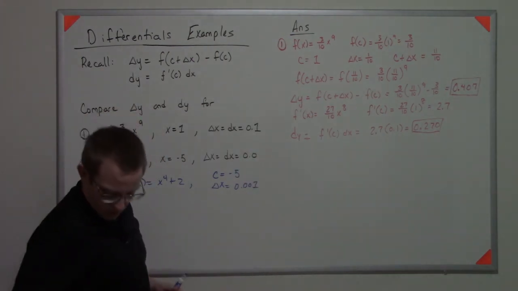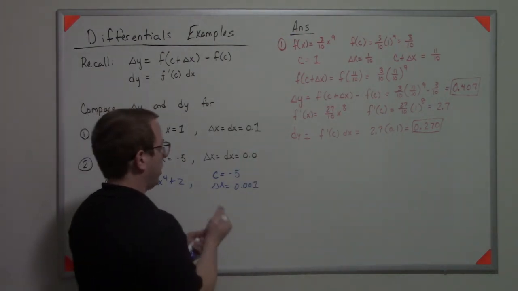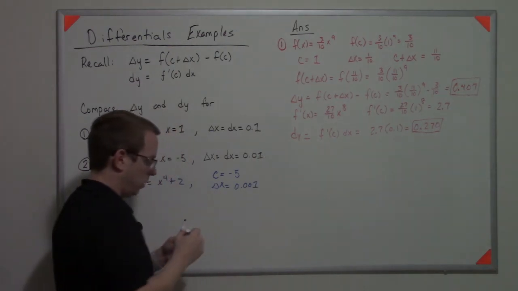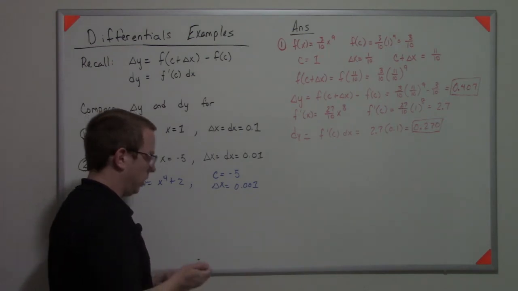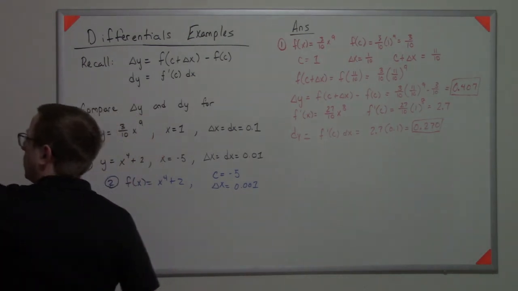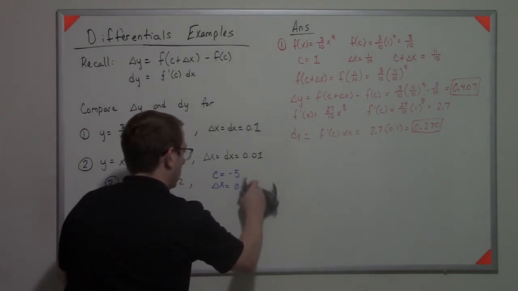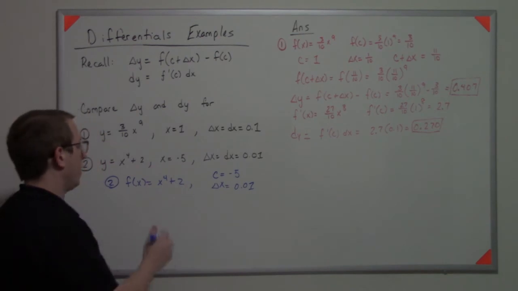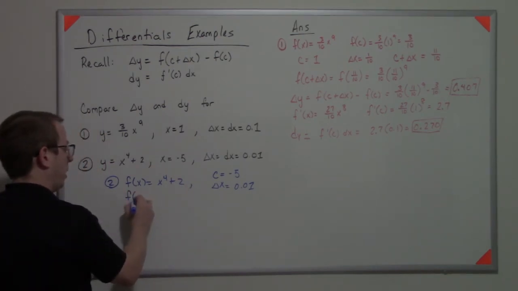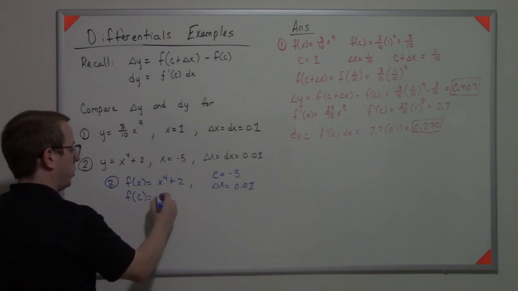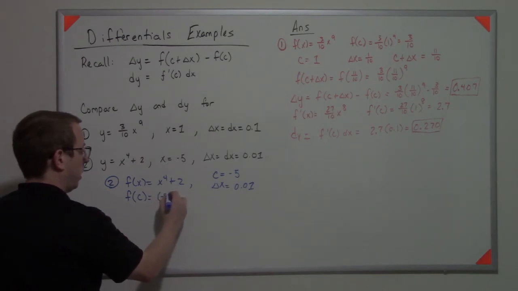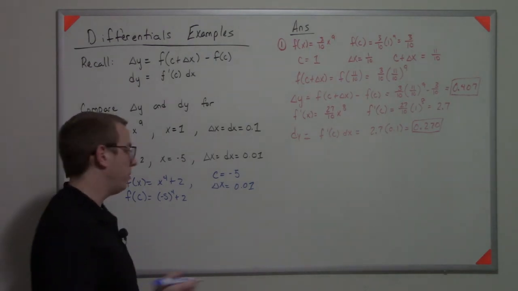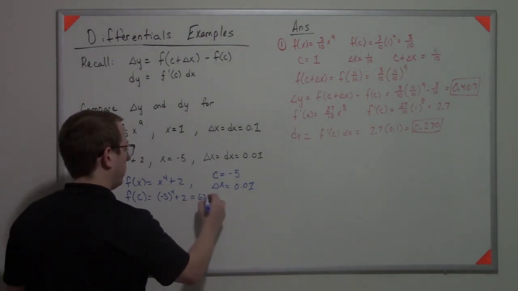In my original problem statement, it was not 0.001, it was 0.01. Apologies for that. So then we have f of c, which is -5 to the fourth plus 2, which is 25, 125, 625, so that's 627.